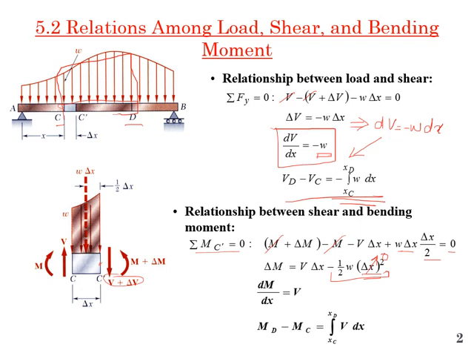Now we are left with delta M is equal to V times delta x, and we can write this in differential form: dM by dx is equal to V, or dM is equal to V times dx. If we integrate it between points C and D, we have MD minus MC is equal to integral V dx, and it is simply the area under the shear force curve.